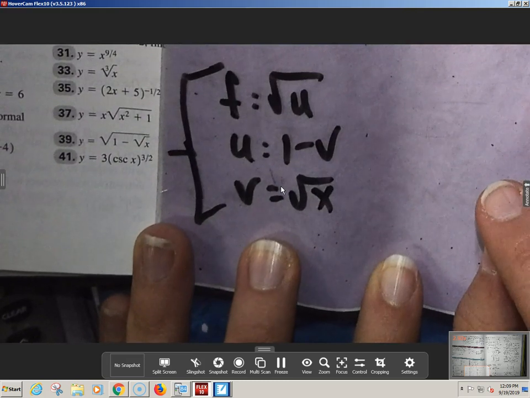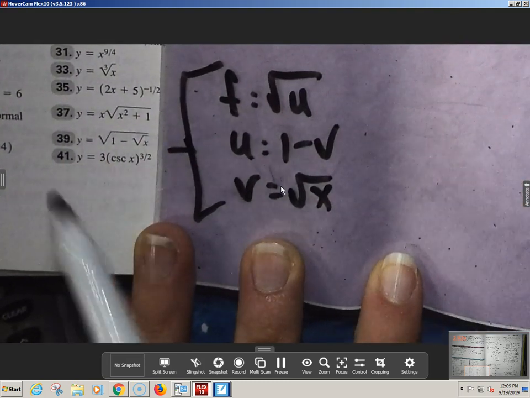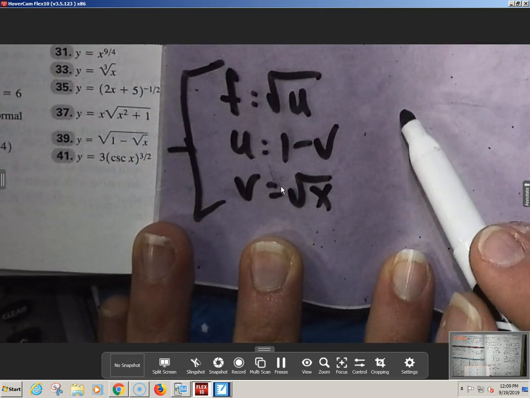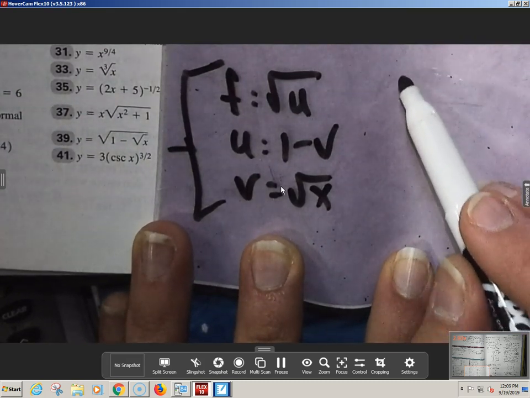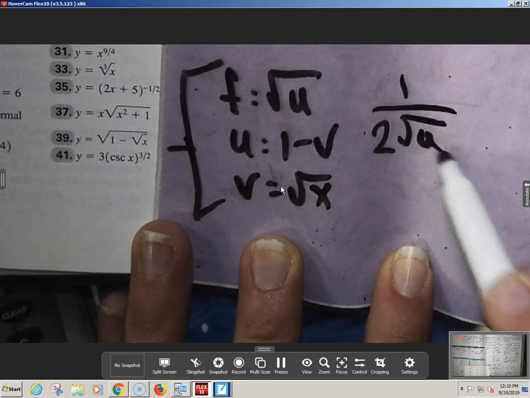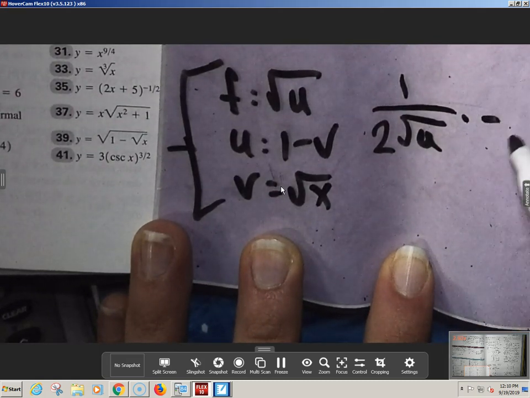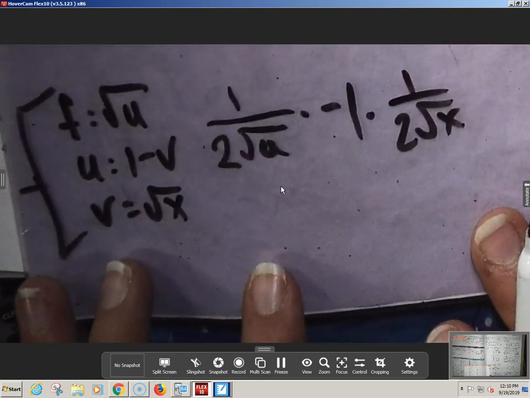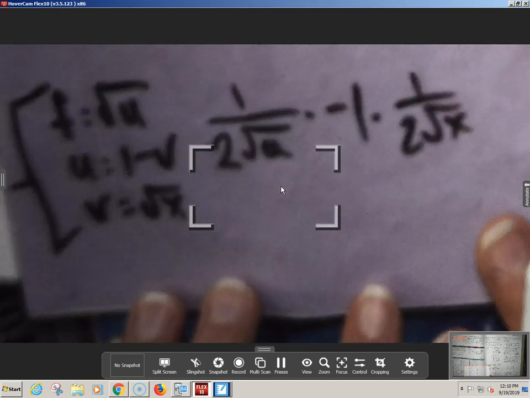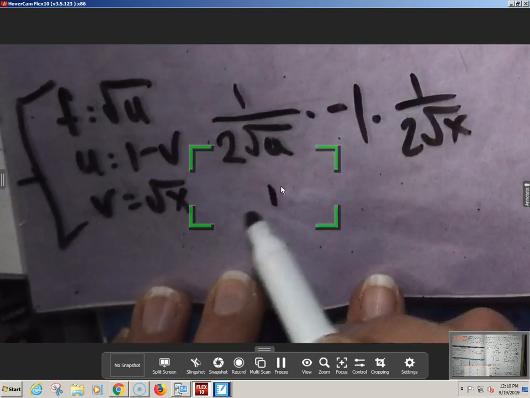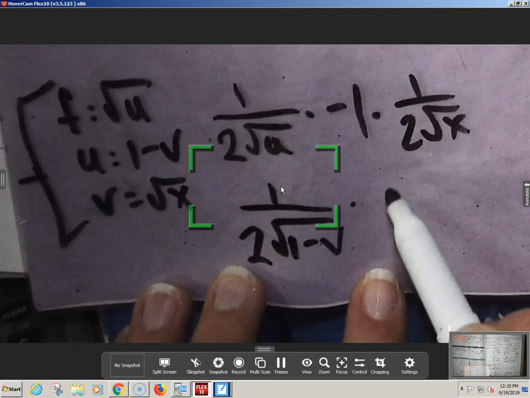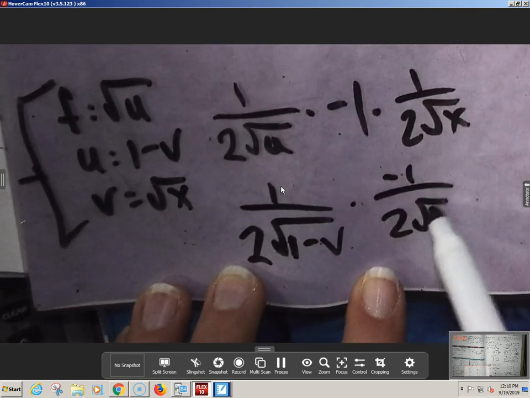So if we're just trying to find the derivative, the nice thing is y is by itself, so it's not that huge a deal in the sense of I could go ahead and do it with chain rule. So I would get 1 over 2 square root of u, then I would get times negative 1 times v prime, which would be 1 over 2 root x. And I would have to go ahead and plug and chug what I know. So I would have 1 over 2 square root of 1 minus v times negative 1 over 2 root x.